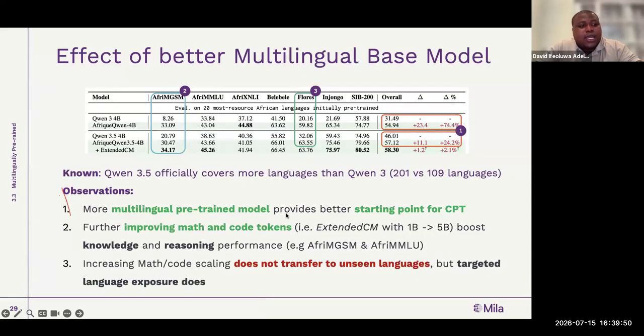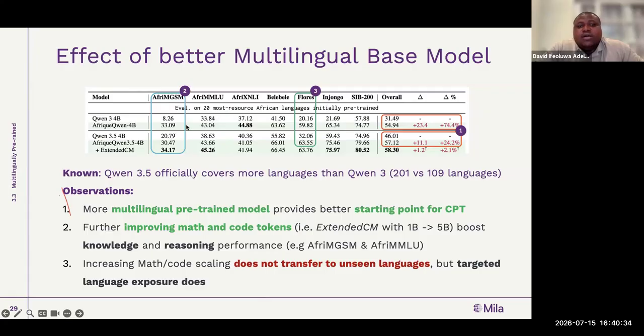Lastly, we were concerned about the effect of using a better multilingual model. While our paper was accepted, Qwen 3.5 was released, and surprisingly, it covers more languages than the one we used. Qwen 3.5 covers 201 languages, Qwen 3 covers 109 languages. So we decided to do the same experiment. The interesting thing is that we have very similar performance, but because Qwen 3.5 is more multilingual, the improvement slightly drops. Initially for Qwen 3, we improved by 23.4, and now because Qwen 3.5 is more multilingual, we only improved by 11 points.